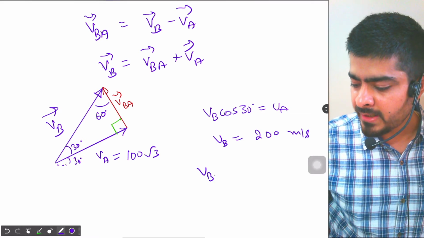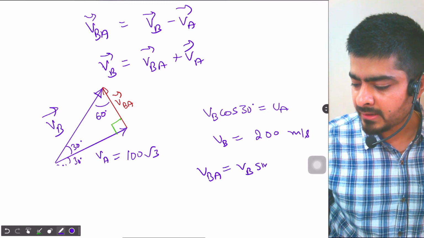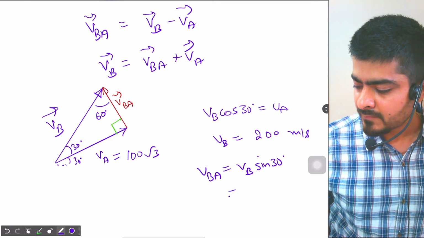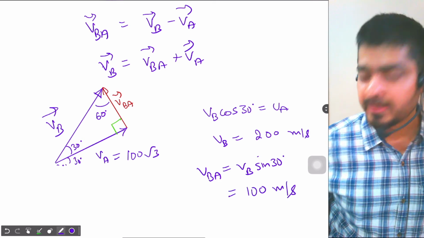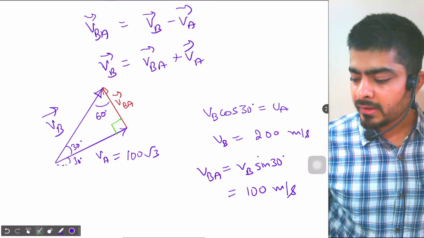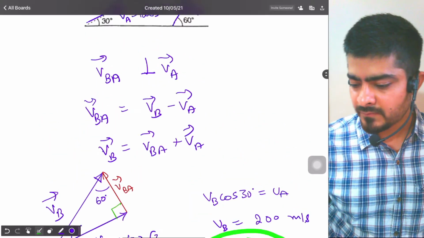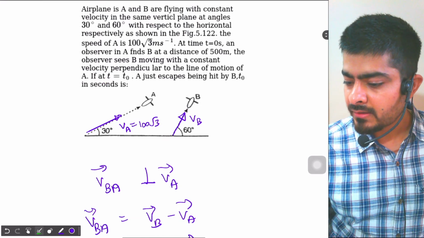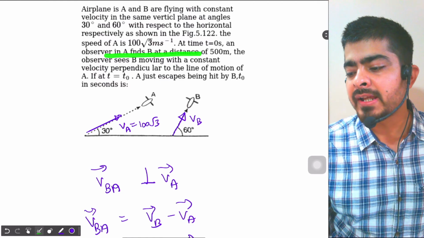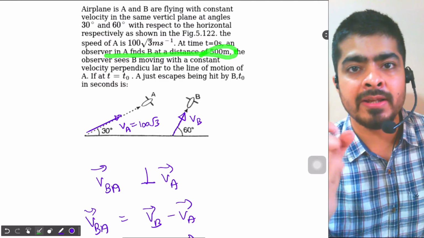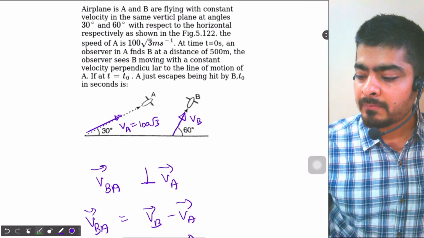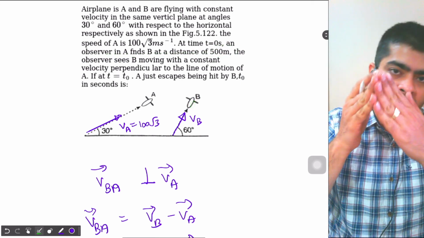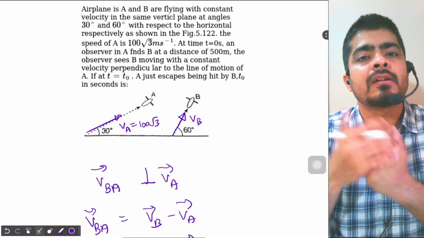And talking about VBA, VBA will be VB sin 30, or you could also write it as VA tan 30. Alright, so this will be equal to 100 meters per second. So now we know the relative velocity, that is 100. Okay, and what does the question say? The initial distance between A and B is 500 meters. And the plane B just escapes hitting the plane A. That means the final relative position between them is 0.